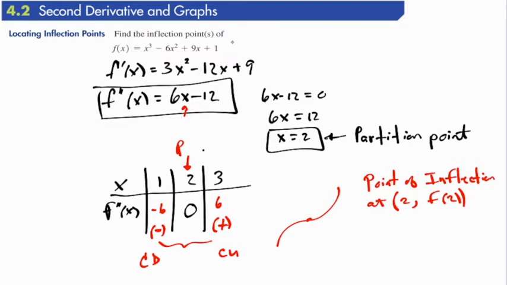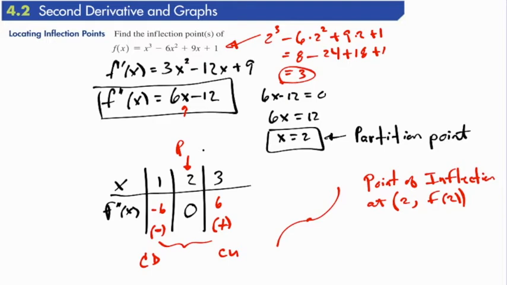If we plug 2 back into the original function, we'll get the y coordinate that goes with it. So we get 2 cubed minus 6 times 2 squared plus 9 times 2 plus 1. That gives us 8 minus 24 plus 18 plus 1. That gives us 3. So the inflection point is at 2, 3.